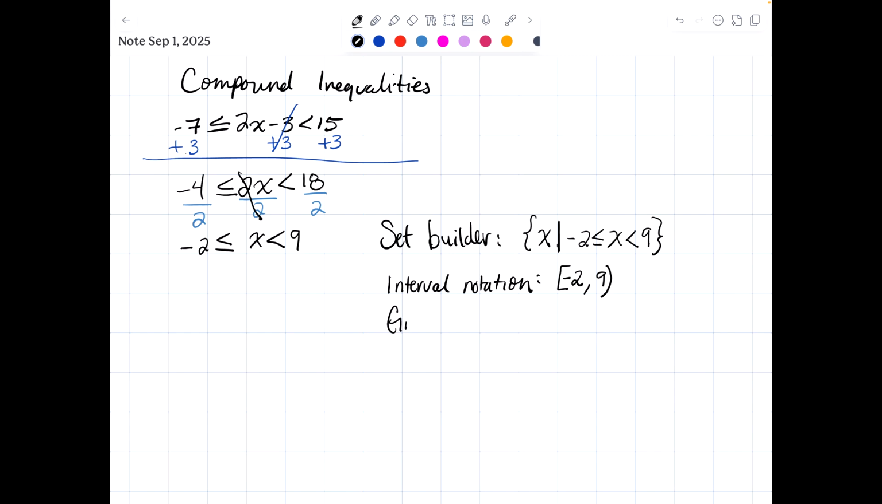Lastly, the graph. We know that it is restricted between -2 and 9, and because we have a bracket, or it can be equal to -2, we can use the closed circle, and because it's not equal to 9, we'll have to use an open circle. And that's the graph.